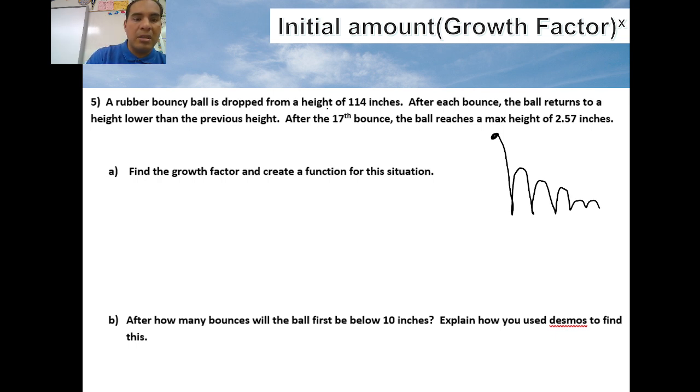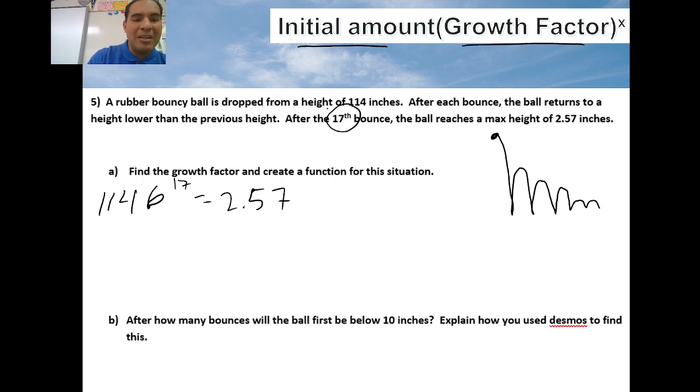So we're going to start with our initial amount times growth factor to the power of x formula. That's going to be 114, the initial height, times b, which is our growth factor, which we don't know, to the power of x. Now we don't have an x value, but we do know that after 17 bounces, the height of the ball is going to be 2.57 inches. That is 114 times b to the power of 17 is equal to 2.57.